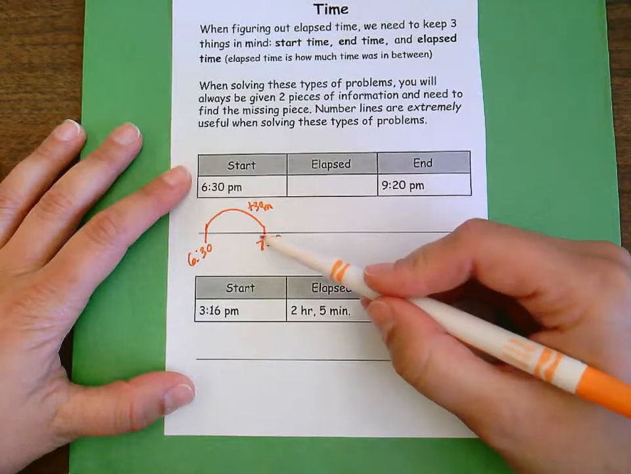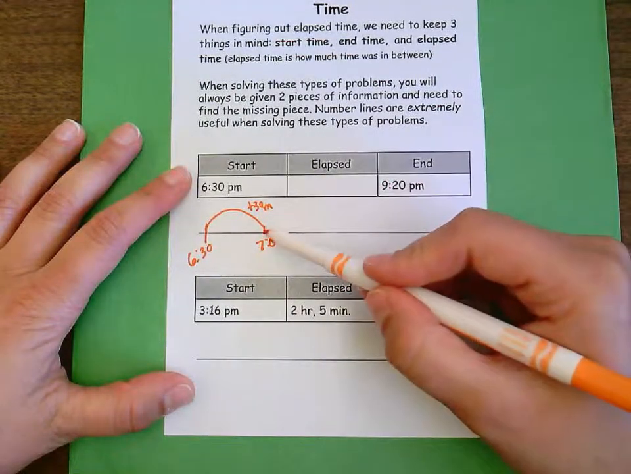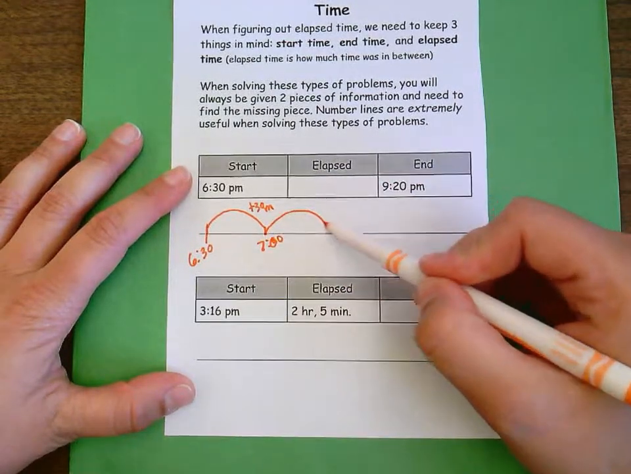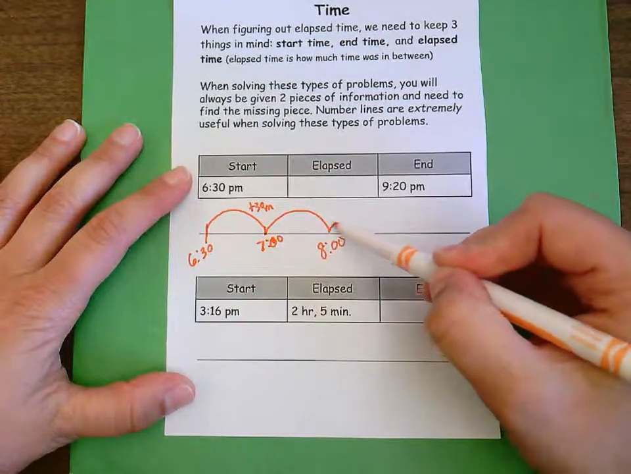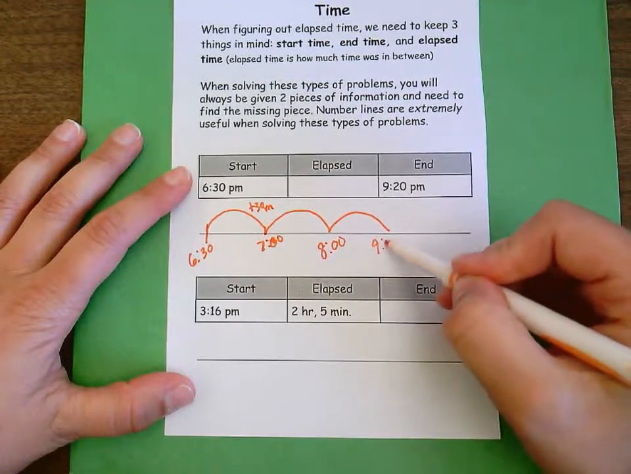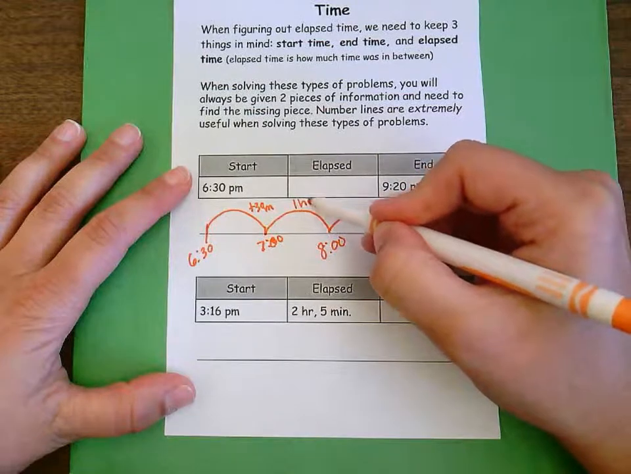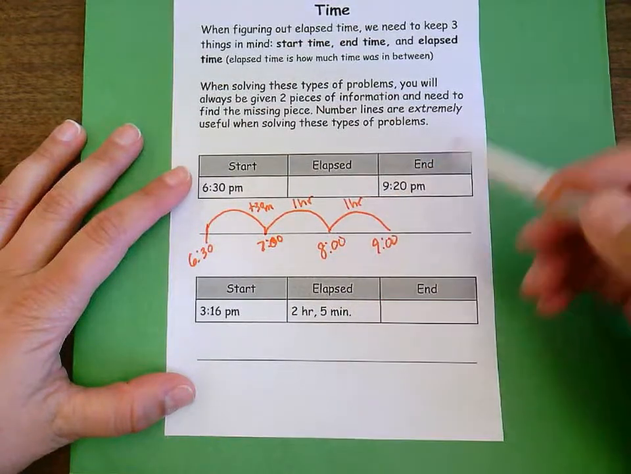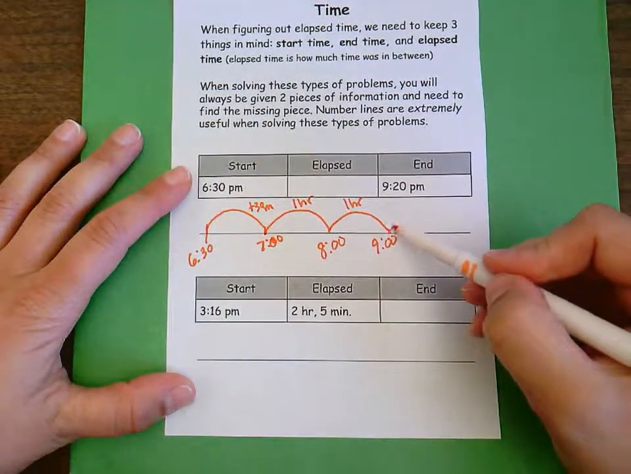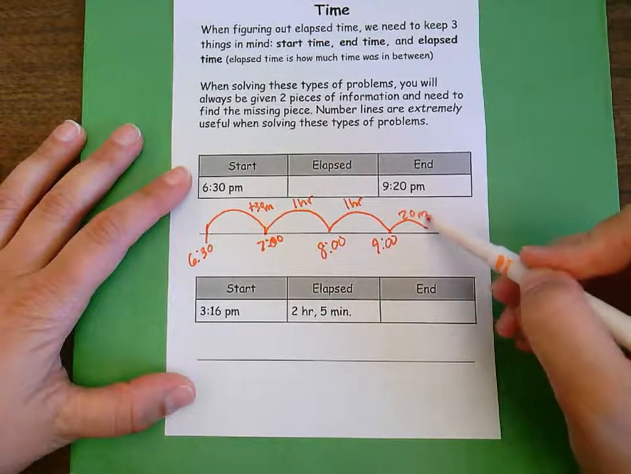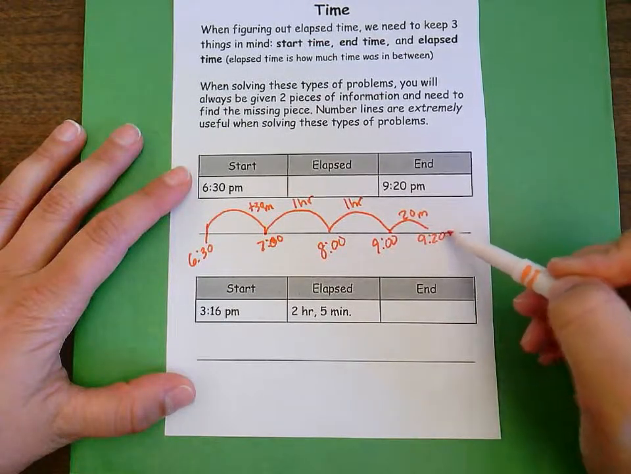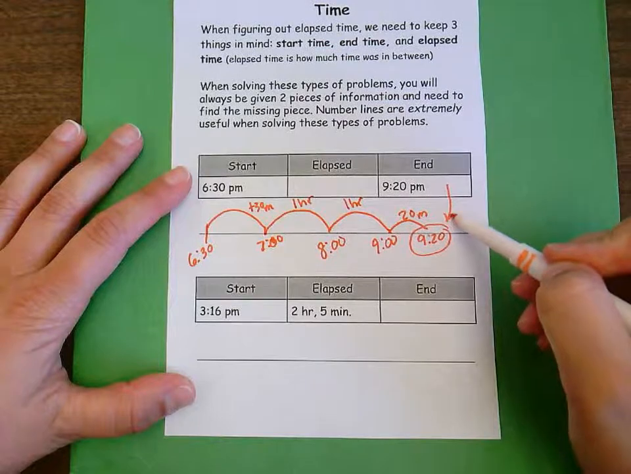From 7 o'clock, I can actually take some hour jumps to get to 9. So 7 can bring me to 8 o'clock. Another one can bring me to 9 o'clock. So I just made a 1 hour jump and a 1 hour jump. Now that I'm at 9, I see all I need to do is do 20 more minutes to get me to 9:20, which is my end time.